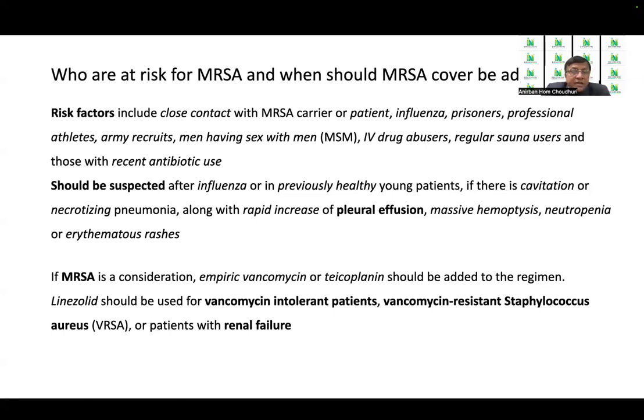So if MRSA is a consideration, then empiric vancomycin or teicoplanin should be added to the regimen. Linezolid should be used for vancomycin intolerant patients, vancomycin resistant Staph aureus, or patients with renal failure. So these are the three common drugs. In addition to that, we also have other drugs like clindamycin, etc. But if you can remember these three medicines, then probably that's good enough. So for vancomycin, you will have to additionally remember that we have to monitor the trough level, that is the concentration. We have to do therapeutic drug monitoring if we have it.